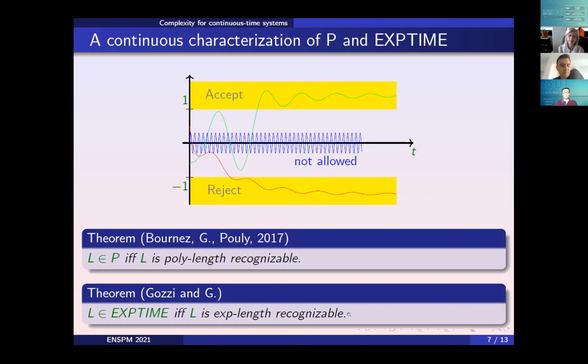You don't accept, for example, these kinds of things that can take a very long time until accepting. This would be in another complexity class. More recently, I've shown with Riccardo Gozzi that we can characterize in the same way EXPTIME. It seems, well, it's a simple extension from P.